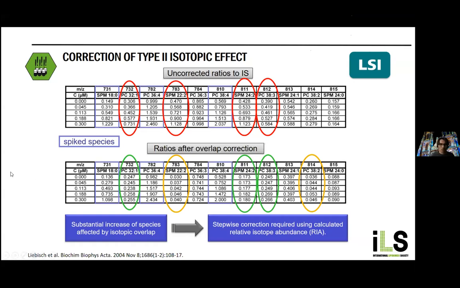And we did correction just based on the relative isotopic abundance, which you can calculate with the isotope calculator. If we do that in a stepwise manner, you see, despite we add here this sphingomyelin, we get more or less constant ratio to our internal standard for that PC species, just differing by 1 mass unit. And this is very important to avoid false identification and also quantification.